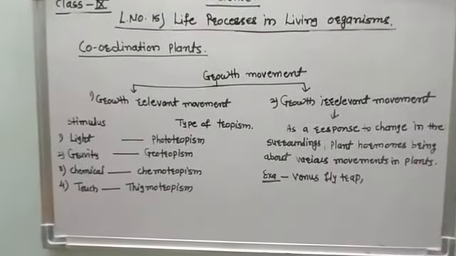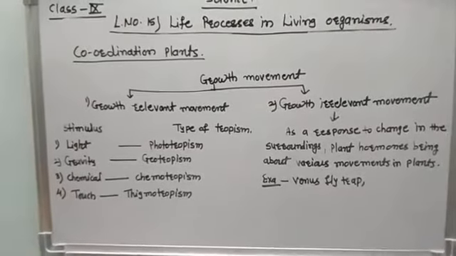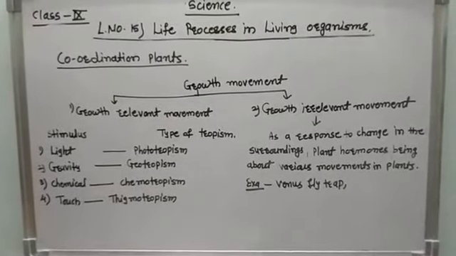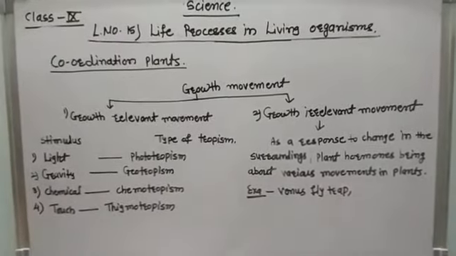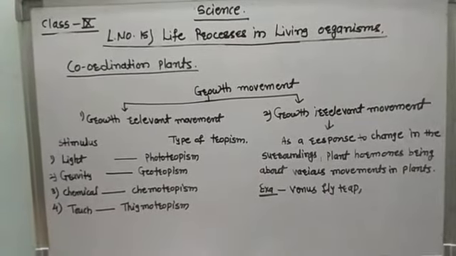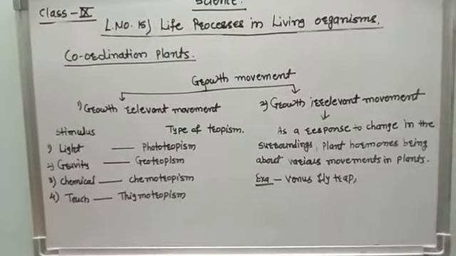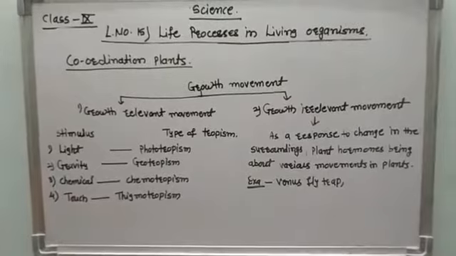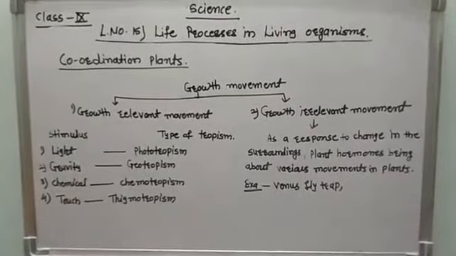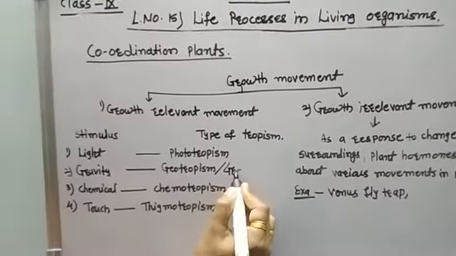Then the second example is given: gravity. The stimulus is gravity, meaning the plants grow in search of that stimulus. We know that the roots of the plant grow in response to stimuli like gravitation and water, and these responses are called gravitropic movement. It is also called gravitropism, or geotropism.